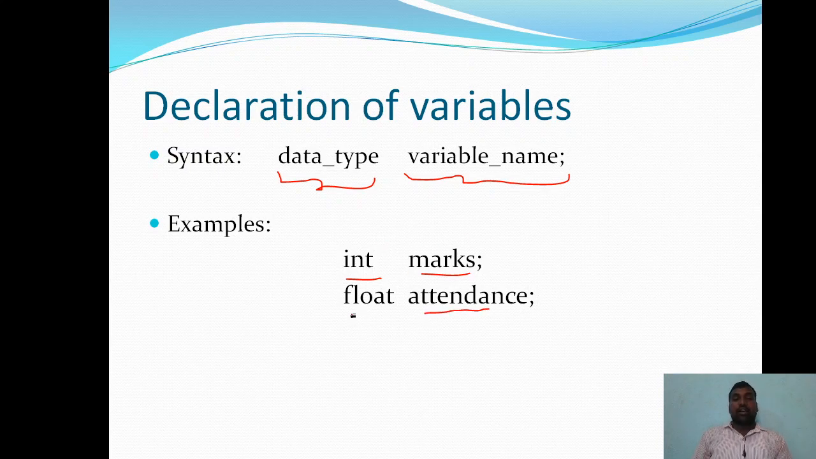Attendance is a variable of float type, which means it can store only float constant values. Are you getting the point? So int marks means in computer memory 2 bytes of memory are reserved to store the integer constant, and the name of that particular location is marks. So this is the name of the memory location. In that memory location we are going to store some integer value.